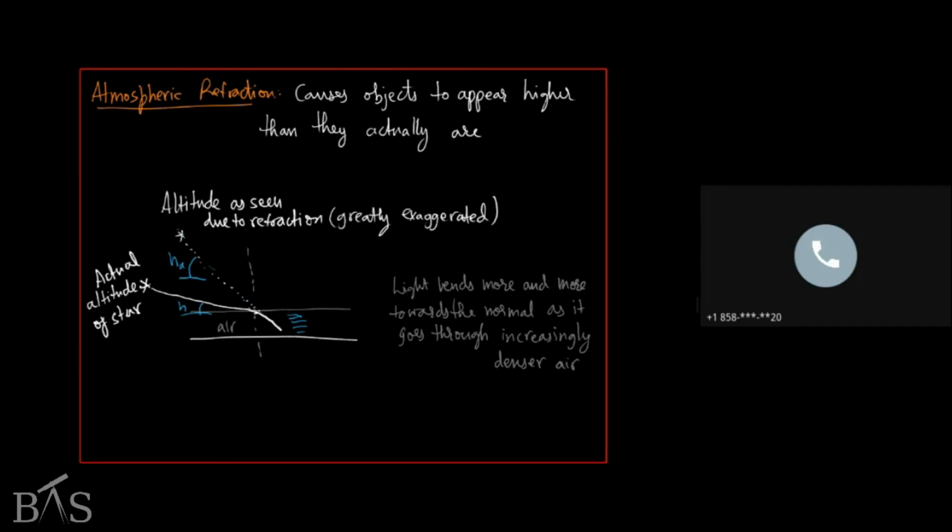Okay, so that's the effect of atmospheric refraction. It increases the apparent altitude. So we are going to use this H sub A for apparent altitude, H subscript A. And H is our actual altitude.